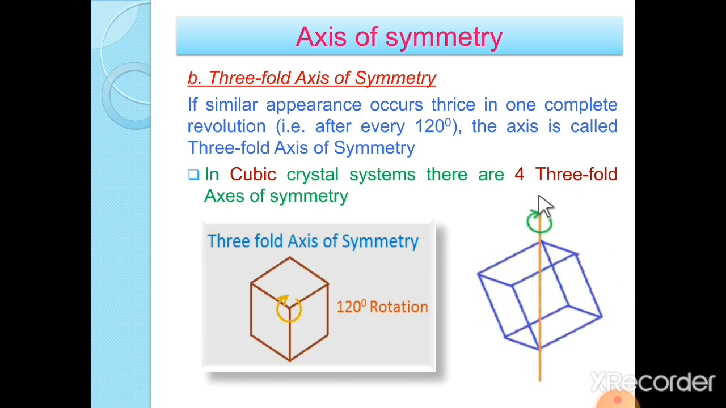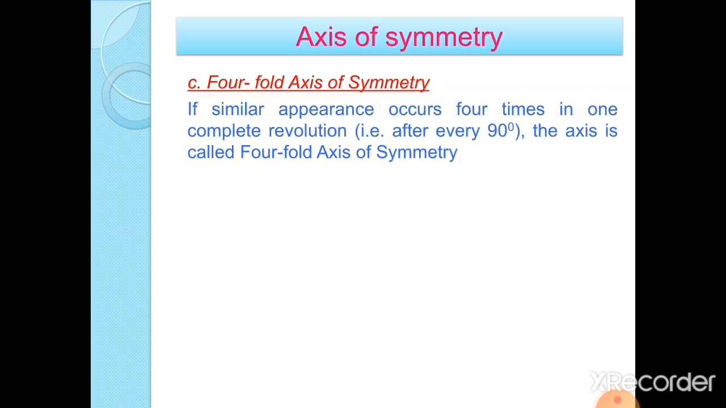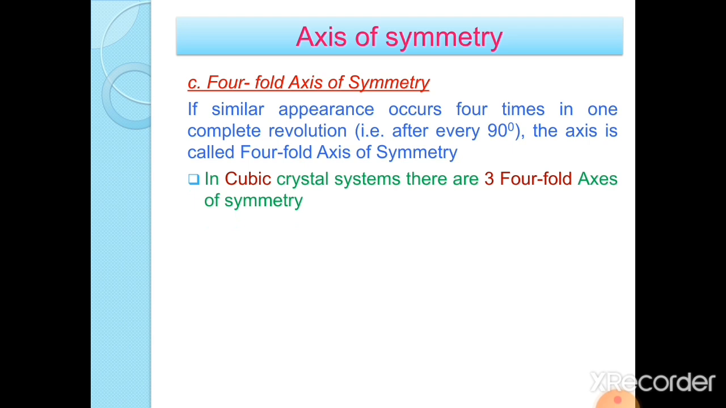In cubic crystal systems, there are four three-fold axes of symmetry. As you can observe in this figure, this axis represents three-fold axis of symmetry because when a crystal is rotated along this axis at 120 degree, we get similar appearance. Now let us discuss about four-fold axis of symmetry. If similar appearance occurs 4 times in one complete revolution, that is after every 90 degree, the axis is called four-fold axis of symmetry. In case of cubic crystal systems, there are 3 such four-fold axis of symmetry.